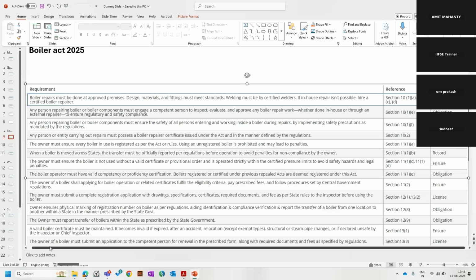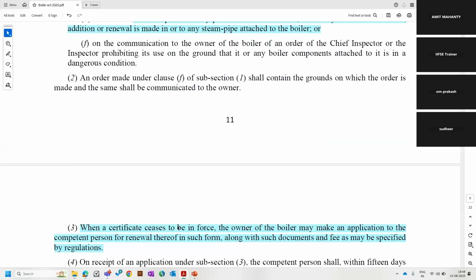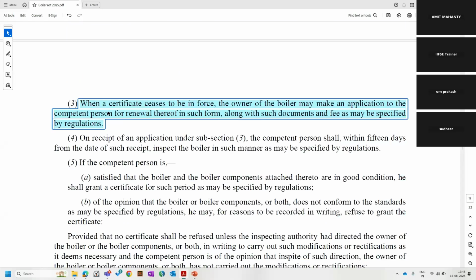The owner of the boiler must submit an application to the competent person for renewal in a prescribed form along with required documents and fees prescribed by the regulations. Section 13, subsection 3: when a certificate ceases to be enforced, the owner of the boiler may make an application to the competent person for renewal thereof in such a form as prescribed whenever the license gets seized.